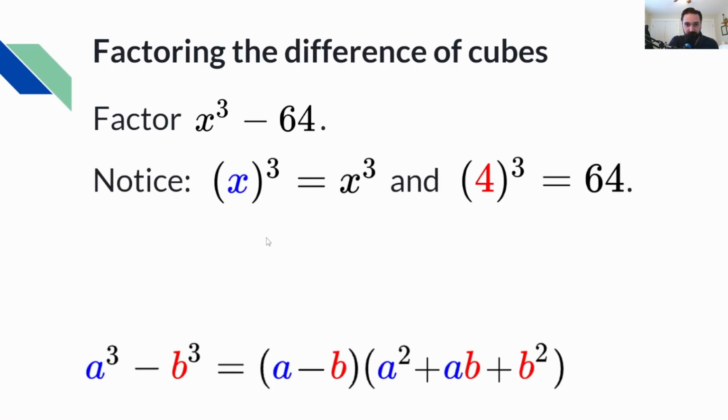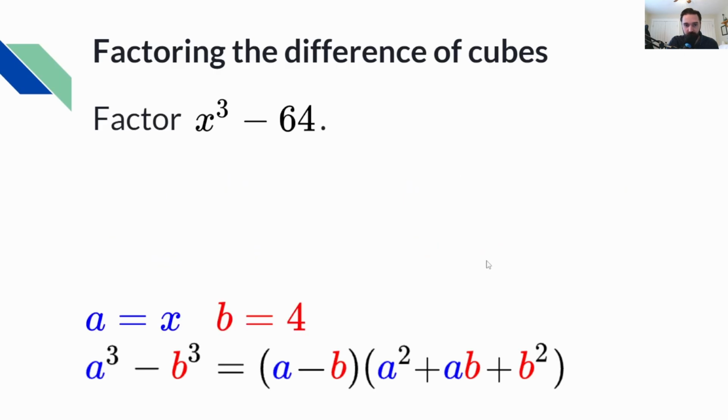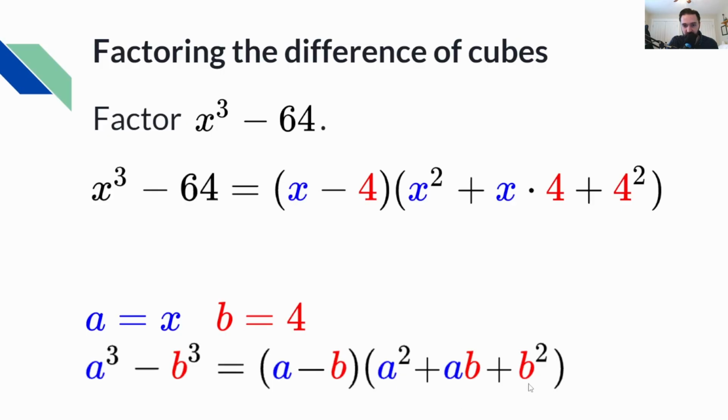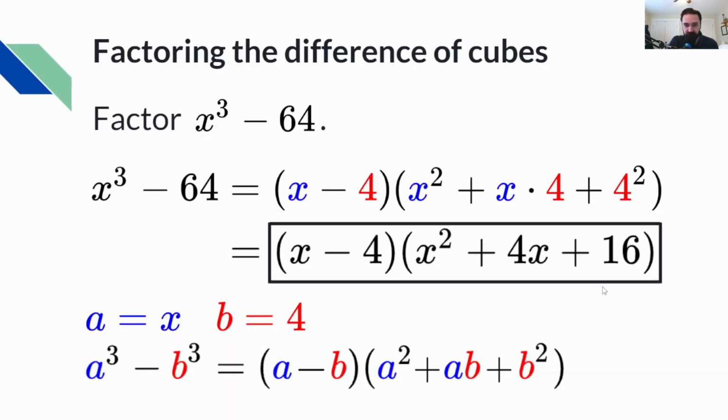Let's find a and b. A is x, right here in blue, and b is 4 in red. So we have the pieces we need to complete this. Let's start to factor x cubed minus 64. It says a minus b, so we'll do x minus 4 times a squared plus ab plus b squared. So we have x squared plus x times 4 plus 4 squared. And this gives us our factorization.